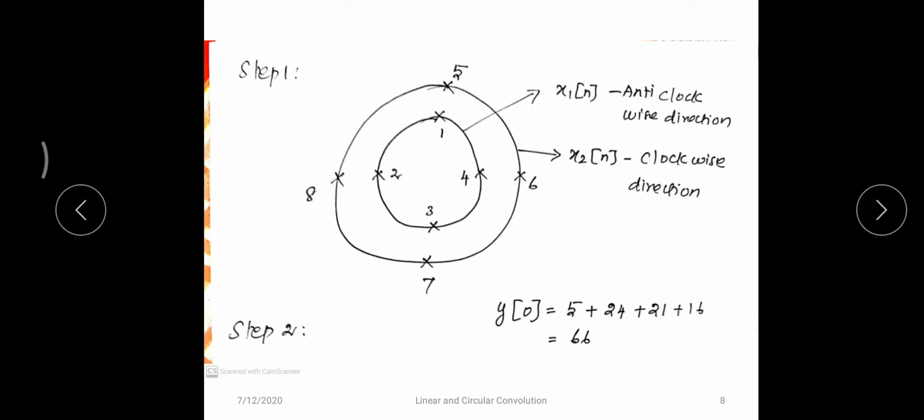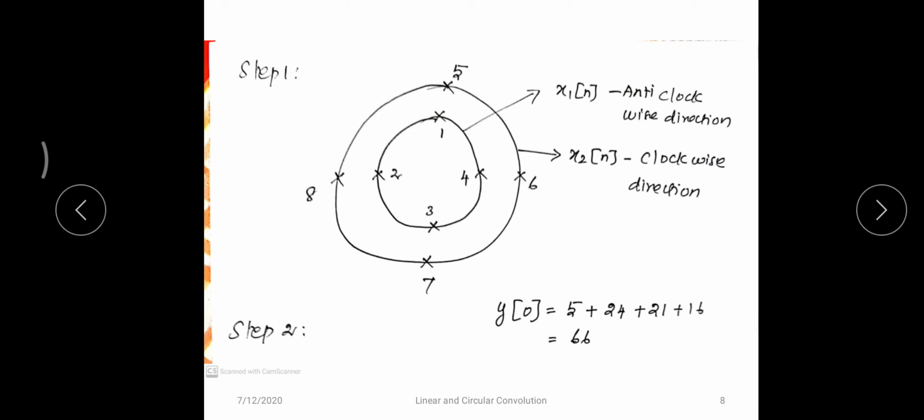Now coming to the second sequence, x2 of n. Where I have started x1 of n, at the same point I should start x2 of n also. So I start at this point, so I will go for the same position. Since x1 of n is placed in the anti-clockwise direction, I will go for the clockwise direction for x2 of n. So the samples are 5 6 7 8. Place 5 6 7 8 in the outer circle in a clockwise direction. Okay, 5 6 7 8. This is step number 1.